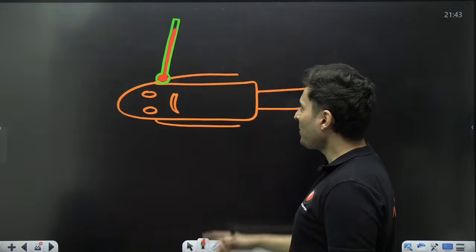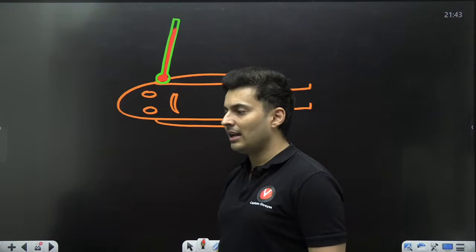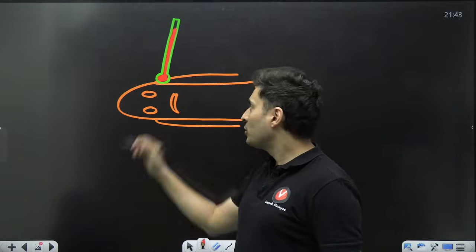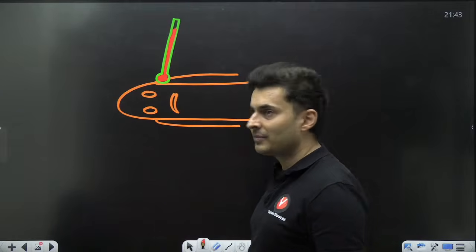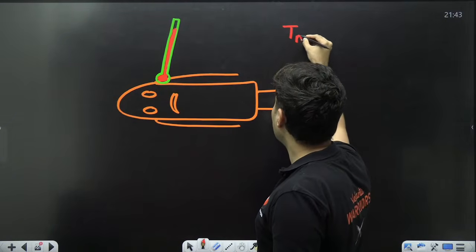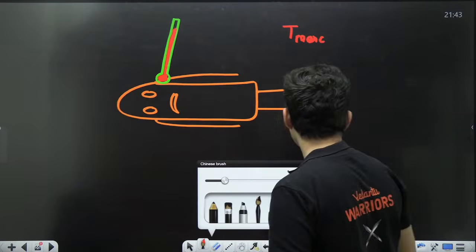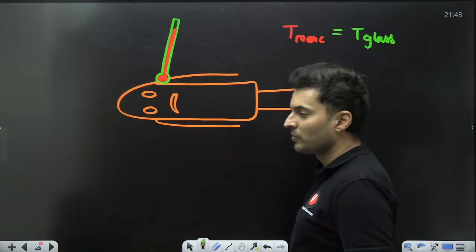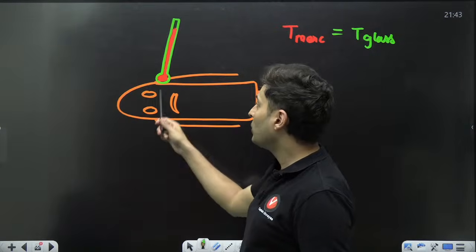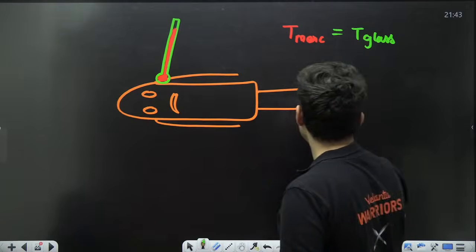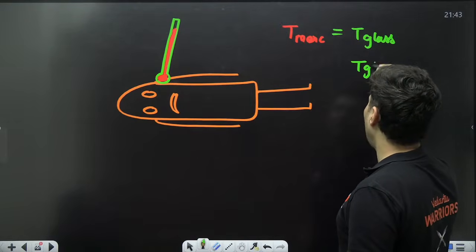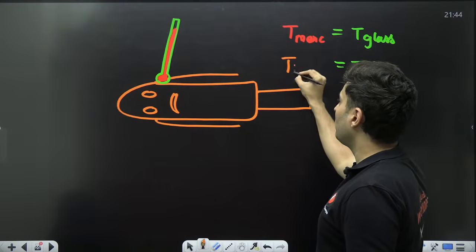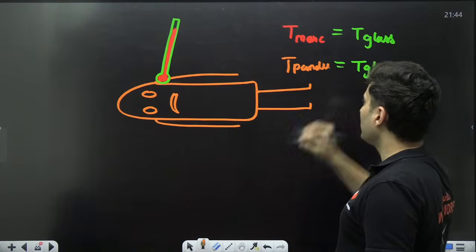You know how? See, is the mercury touching the glass or is the mercury touching Pandu? Obviously mercury is inside the glass tube, so mercury is touching only the glass. So the temperature of mercury equals the temperature of the glass tube. The glass is in contact with not just mercury but also Pandu. So can I say the temperature of the glass in equilibrium will be the temperature of Pandu?